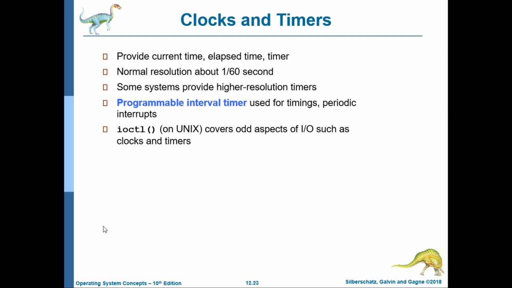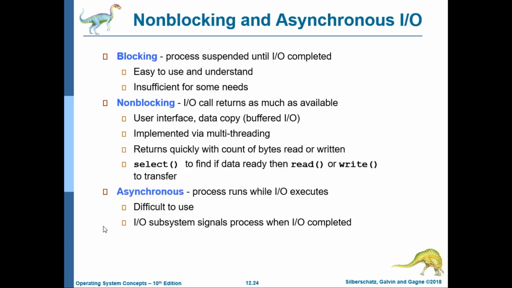Next we have clocks and timers. These provide the current time, elapsed time, and a timer. Normal resolution is about 1/60 second, and some systems provide higher resolution timers. And then we have the programmable interval timer, which is used for timings and periodic interrupts. The ioctl on Unix, of course, is specific to Unix, and covers odd aspects of I/O such as clocks and timers. Next we have non-blocking and asynchronous I/O.